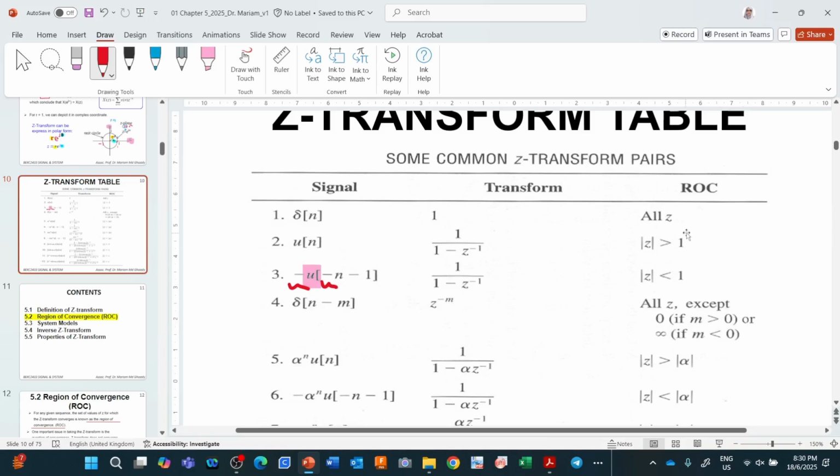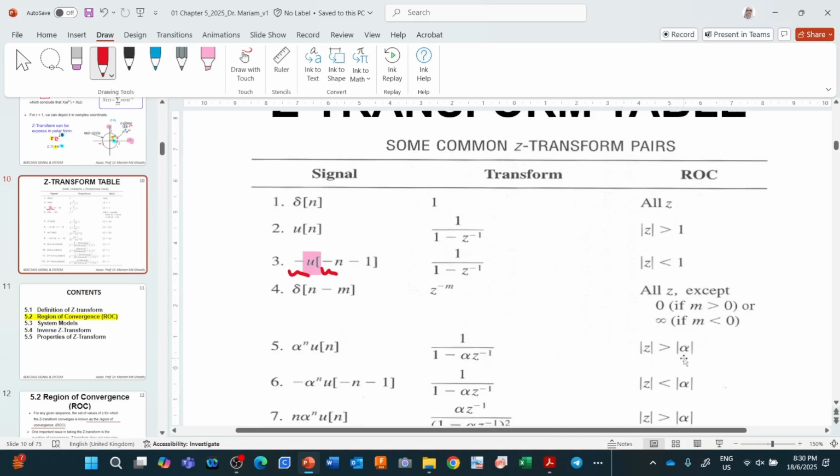But for the Z transform, we have an additional one, which is the ROC, region of convergence. If you look here, it says, for example, Z more than 1, Z less than 1, Z more than alpha, Z less than alpha. So what does it mean?